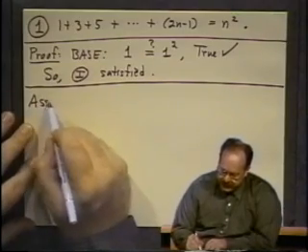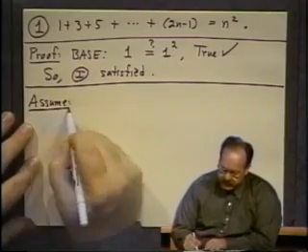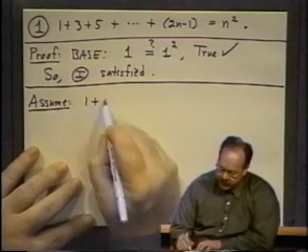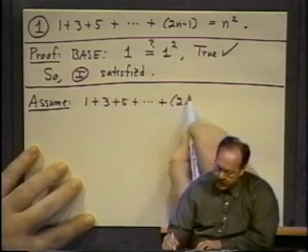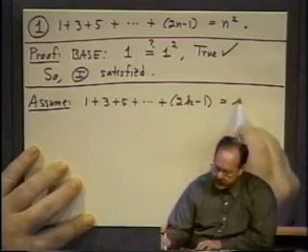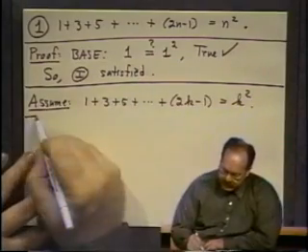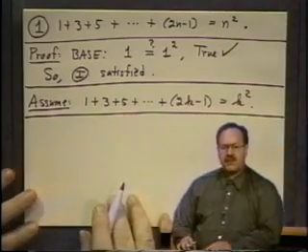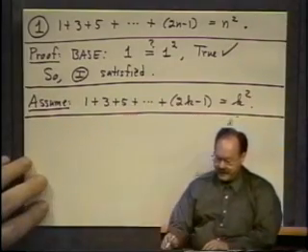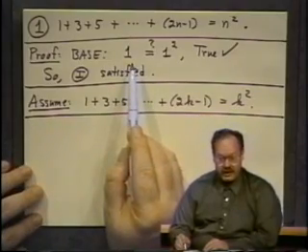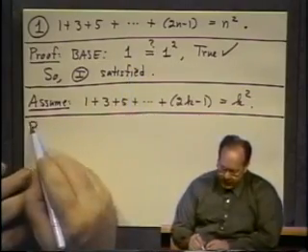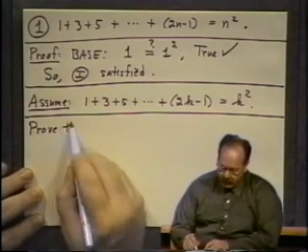Then I will write down my assumption. So I'll write assume. This will be the kth case. So 1 plus 3 plus 5 plus up to 2k minus 1 equals k squared. So I'm assuming that the rule works for some kth case. And I know that that's not a vacuous statement because I already know it works for k equals 1.